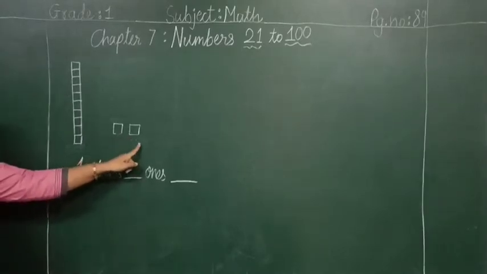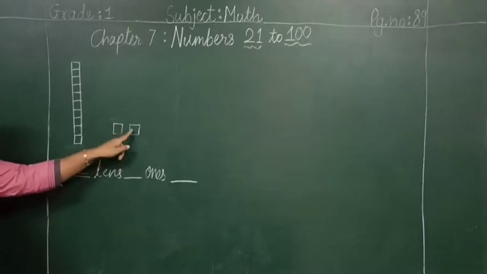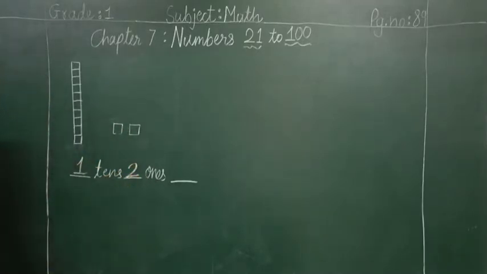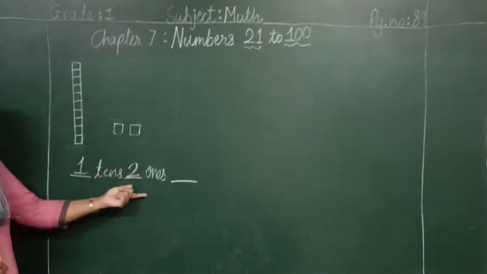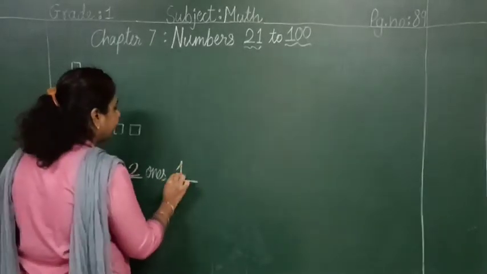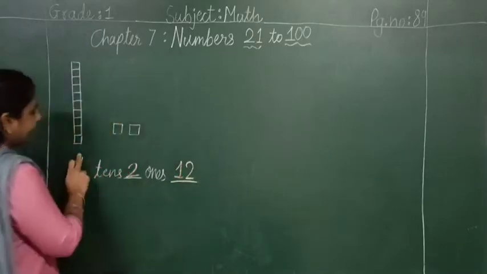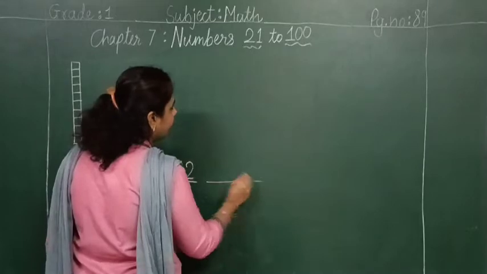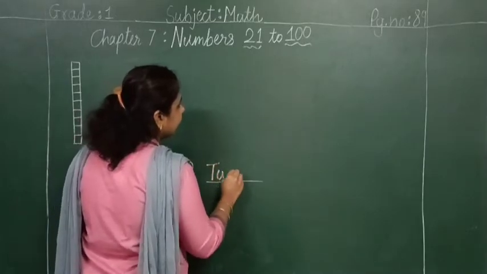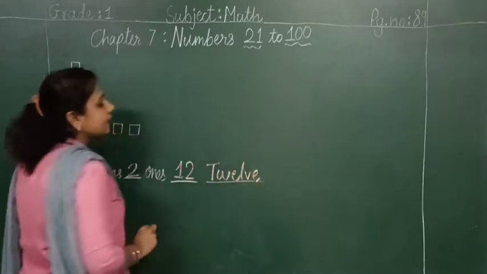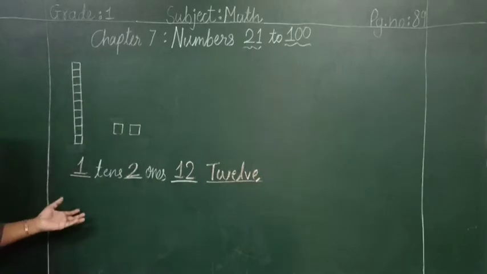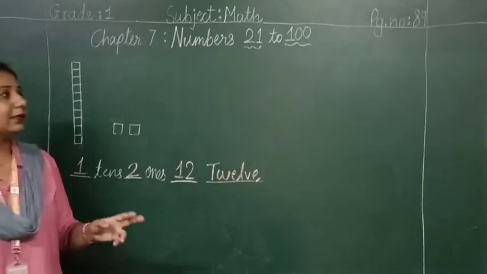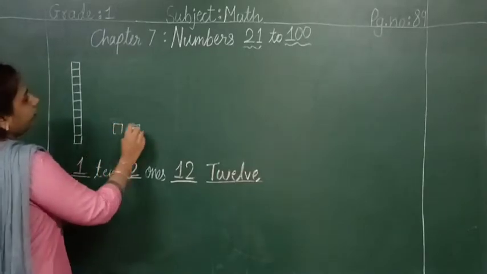After that, how many blocks are there? 1, 2. It makes 2 ones. So 1 ten and 2 ones make 12. And what is the spelling of 12? T-W-E-L-V-E. We learned this in the previous lesson, up to 20.